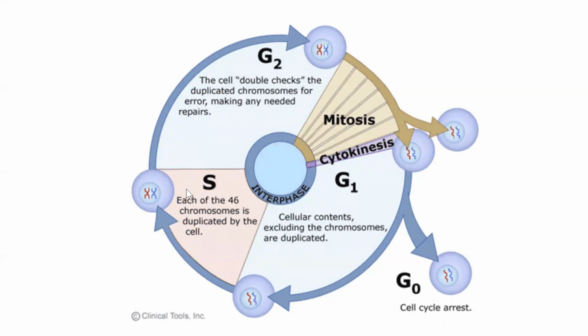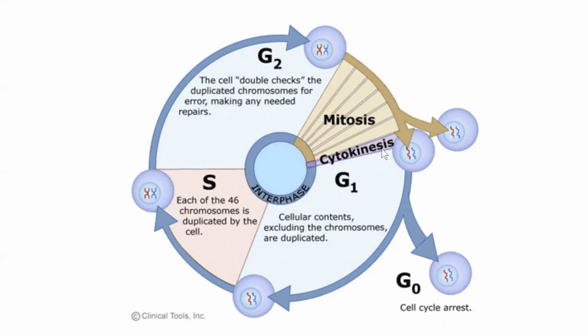Now, if your cell is in interphase and it's living happily, and it thinks it wants to do mitosis, it wants to divide, but there's something wrong, then your cell will go to G0. In G0, your cell cycle kind of stops and it double checks itself and makes sure it's okay. And if it's not okay, then you may trigger apoptosis and just kill this cell, programmed cell death.